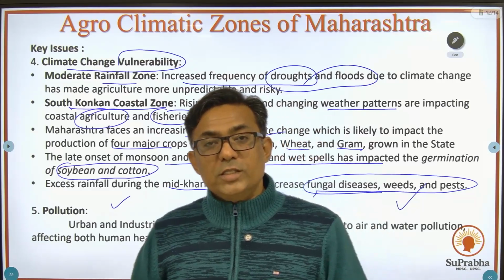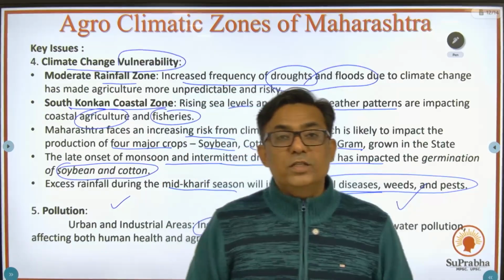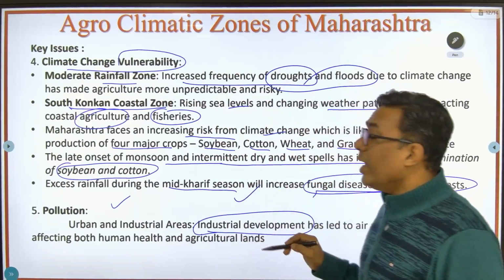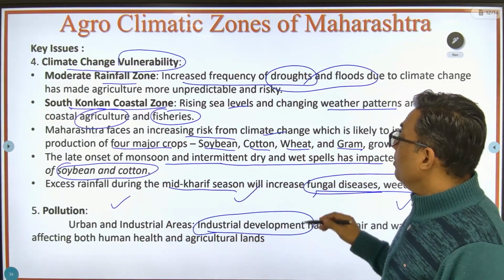Fine. So in this series, this is the second lecture. In the first lecture, we have seen the soils of Maharashtra, and now in the second lecture, we have seen the agroclimatic zones of Maharashtra.